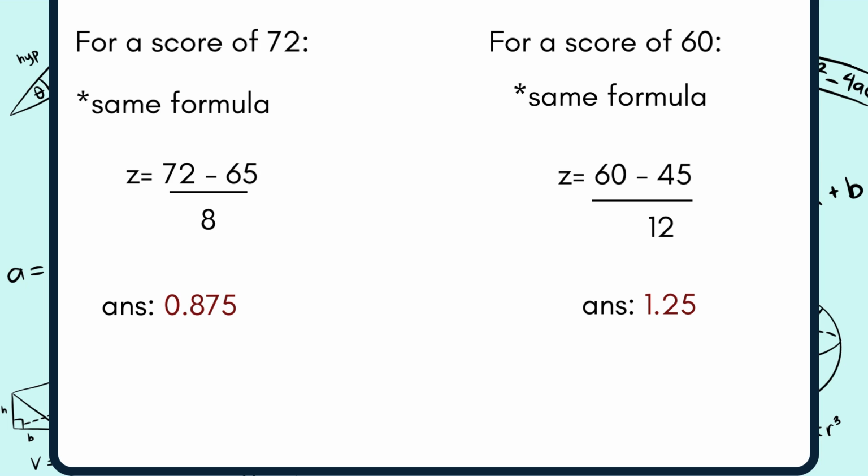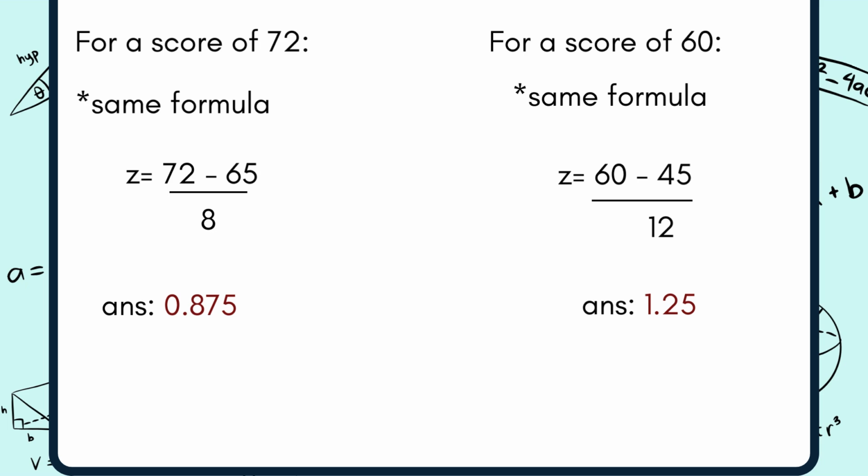So, did Raul do better on the first test or the second test? Yes, Raul scored better on the second test than he did on the first test. It's obvious because the z-score on the second test is higher compared to the first test.